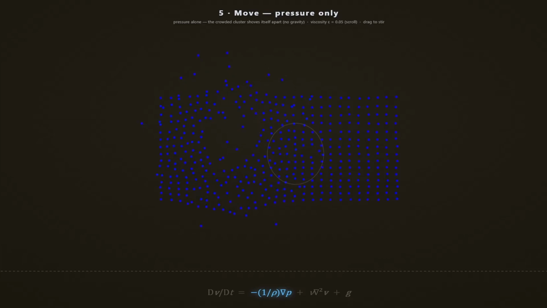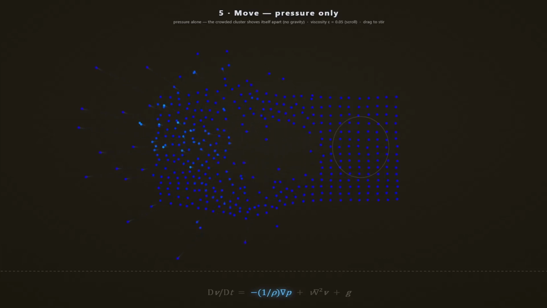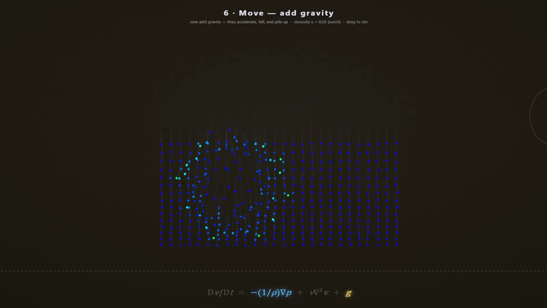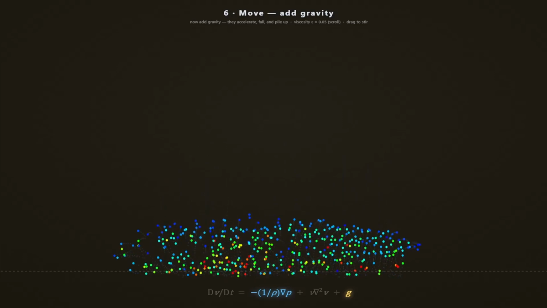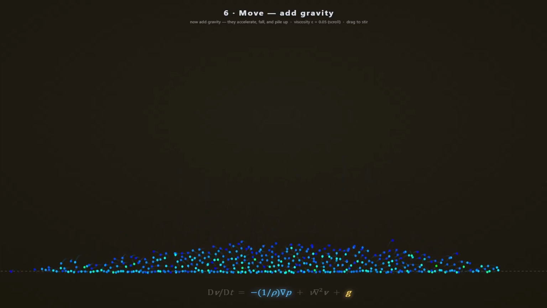Gravity is turned off for now, so we can watch the pressure on its own. You see the particles from the crowded zone just shooting out of it because the pressure is too high. And when I turn gravity back in, same 5 steps as before, nothing new, except now there's a steady pull downward, right? So the fluid falls, piles up at the bottom, and it settles into a pool.